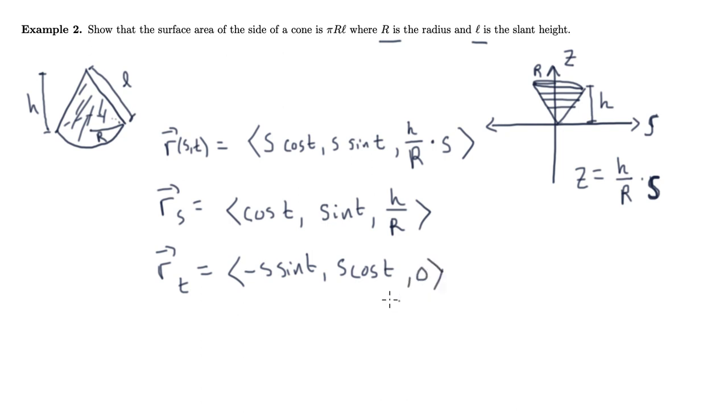And I guess the other thing I need to do is write the domain of s and t. So s, we said, was the radii of the circles as the cone increased. So that's going from 0 to the largest radius, R. And then the angle t is going from 0 to 2 pi. Okay, so that's going to help when we actually do the double integral. And so let's first find the cross product.